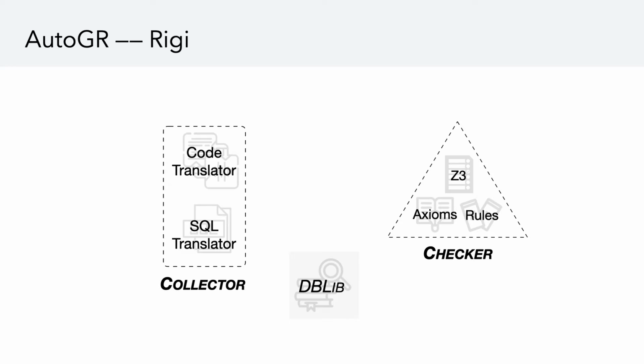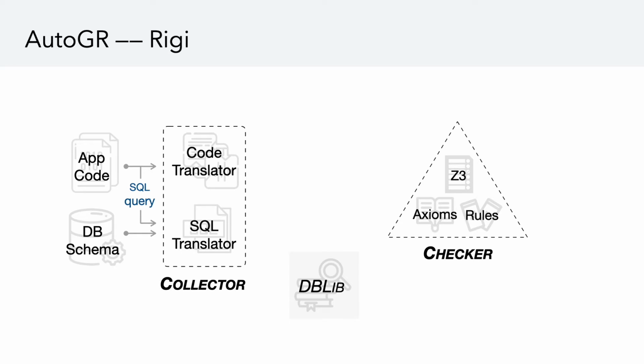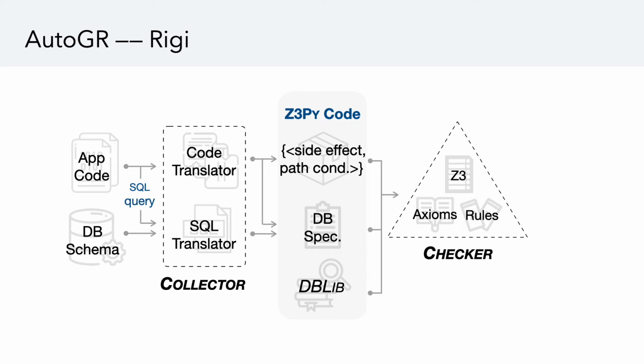DBLib represents the abstraction of relational databases in Z3Py, a Z3 API in Python. It covers a substantial range of SQL features and serves as a building block for Rigi. The collector inspects the source code and identifies side effects generated in different code paths. It gathers the path conditions leading to particular side effects. It also translates the side effects and their path conditions into code in Z3Py. The checker calls the Z3 theorem prover and generates restrictions through commutativity and semantics checks on pairs of operation side effects and their path conditions.